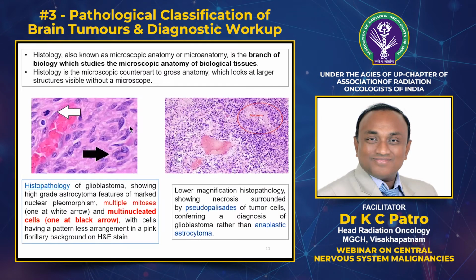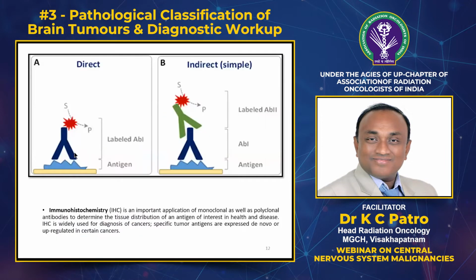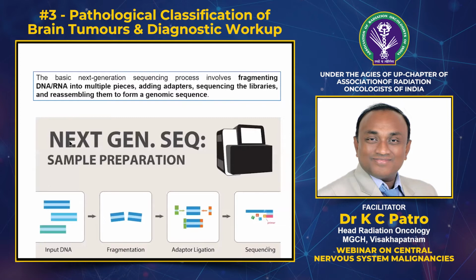This is the histopathological diagnosis. If you see this cell, this is a multinucleated giant cell. This is the atypical mitosis. This is the necrosis. On the basis of this, it goes to an anaplastic astrocytoma or glioblastoma. Previously, on this basis only, we decided the tumor. Now slowly the IHC marker came. IHC marker is nothing but antigen, antibody and fluorescent label marker. By direct or indirect method, you can diagnose the tumor by IHC marking. Slowly it came to next generation sequencing.